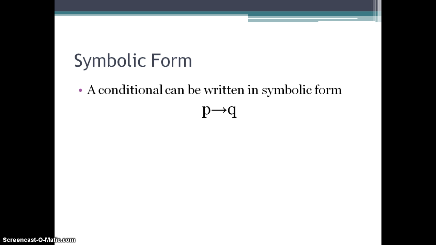This can also be written in symbolic form, which is P arrow Q. So this is read as if P, then Q. P is the hypothesis, Q is the conclusion. These are just symbolic forms for hypothesis and conclusion.